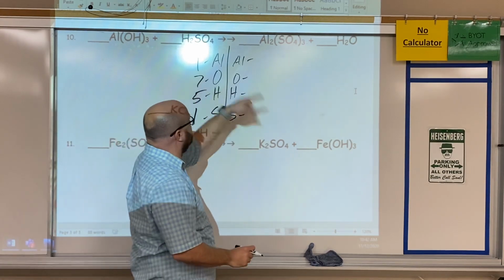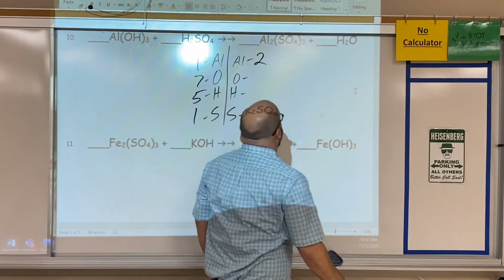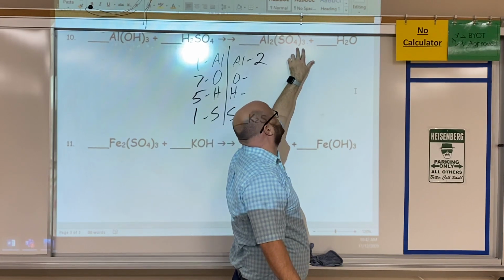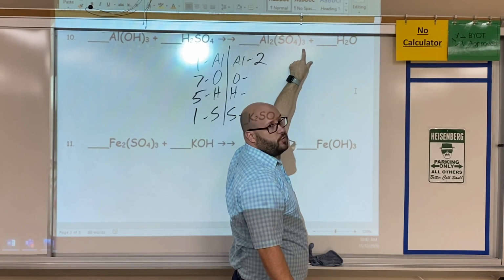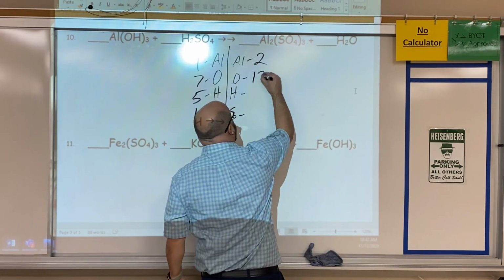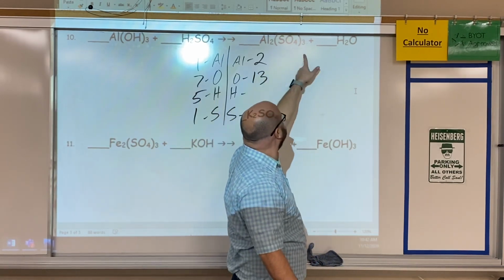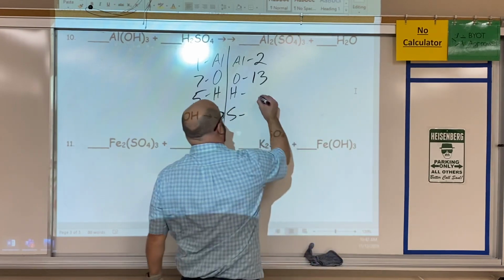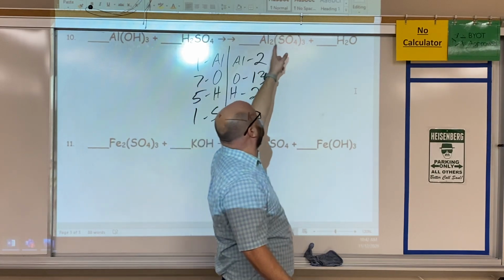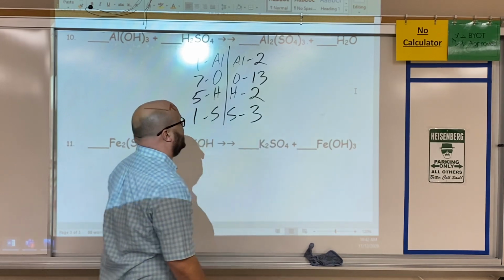All right, the other side, Al2. Oxygen, SO4, but there's 3 of them, so 4 times 3 is 12. 12 plus 1 is 13. Okay, no hydrogen here, only on this one, which is 2. And then our sulfur, we got S1, but we got 3 of those sulfates. So we've got 3.